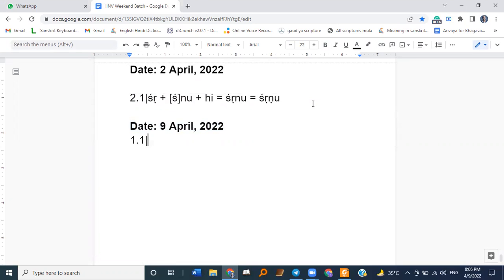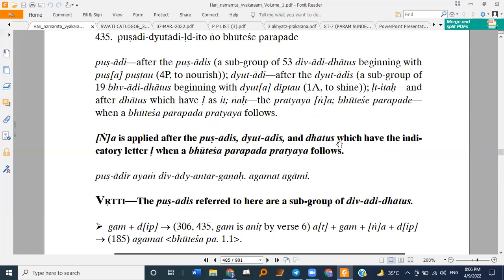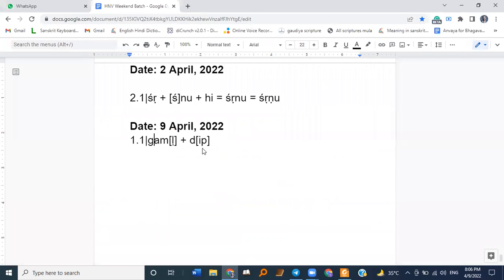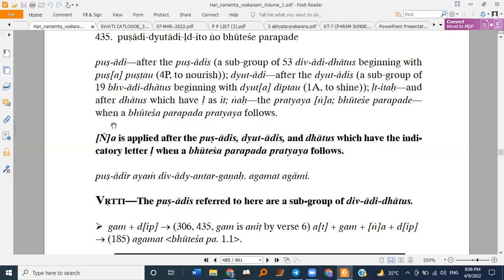So this is Bhutesha Parapada, Gamri Dhatu, Yukta Dip. Here we have this Dhatu which has the indicated letter Ri, and then we have Bhutesha Parapada Pratyaya, Dip. So now instead of applying C, which we generally apply by Sir Bhuteshe, there is this sutra, Pushadi Dyutadi Ridito Mo Bhuteshe Parapade. We will insert Nga here.